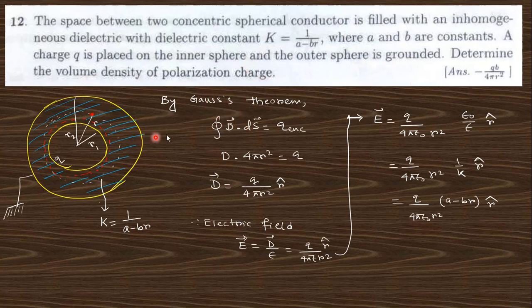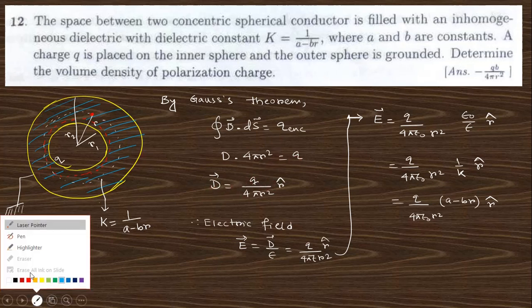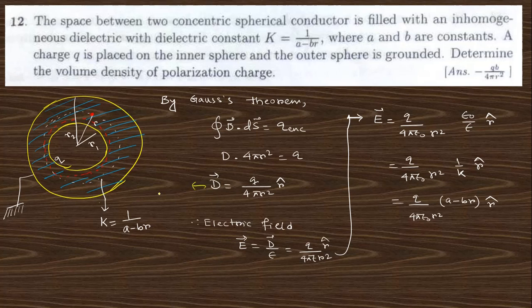So from Gauss theorem, you know D dot dS equals q enclosed. So D into 4 pi r square. If you take this as a function of r within the region, you will get the displacement vector D. From the displacement vector, you know the electric field can be obtained by D by epsilon. This can be changed into epsilon naught multiplied by this term, you will get the 1 by k term, and putting the value of k, you will get this expression. This is the expression of the electric field.